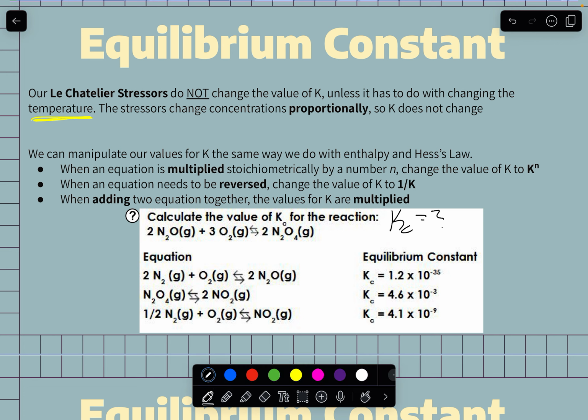The changes are going to be a little different here though. If we change the stoichiometry by multiplying, that becomes an exponent. You're not multiplying the Kc anymore, it's an exponent. If you need to reverse the reaction, you do 1 over K. And at the end, when we need to add things together, instead of adding, we're multiplying. So let's go through this one together.